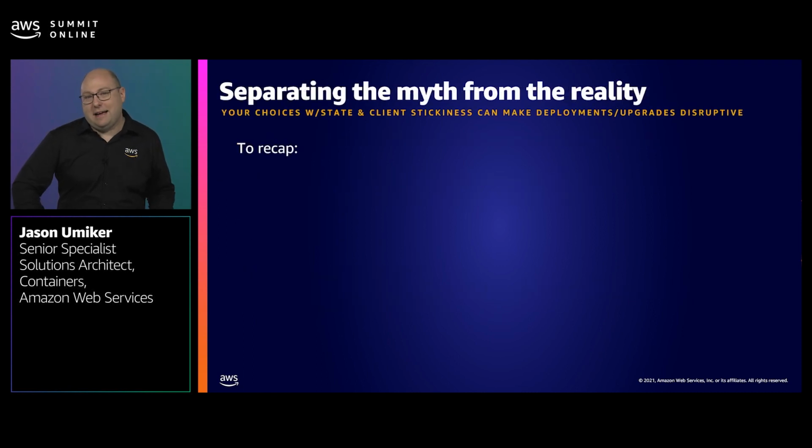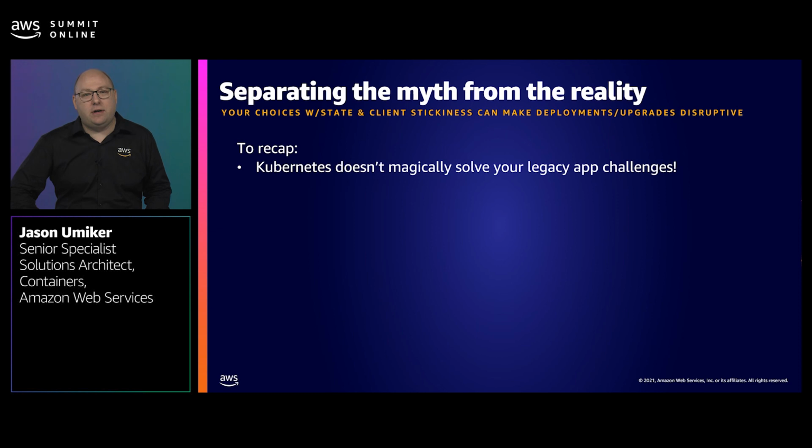Well, we've come to the end of the session. The key takeaways here is that the choices that you make around your architecture and where you store your state can make app deployments and cluster upgrades more complicated and disruptive. In short, Kubernetes doesn't magically solve these problems for you, and often you need to make architectural and code changes to make your app more cloud native to do so.